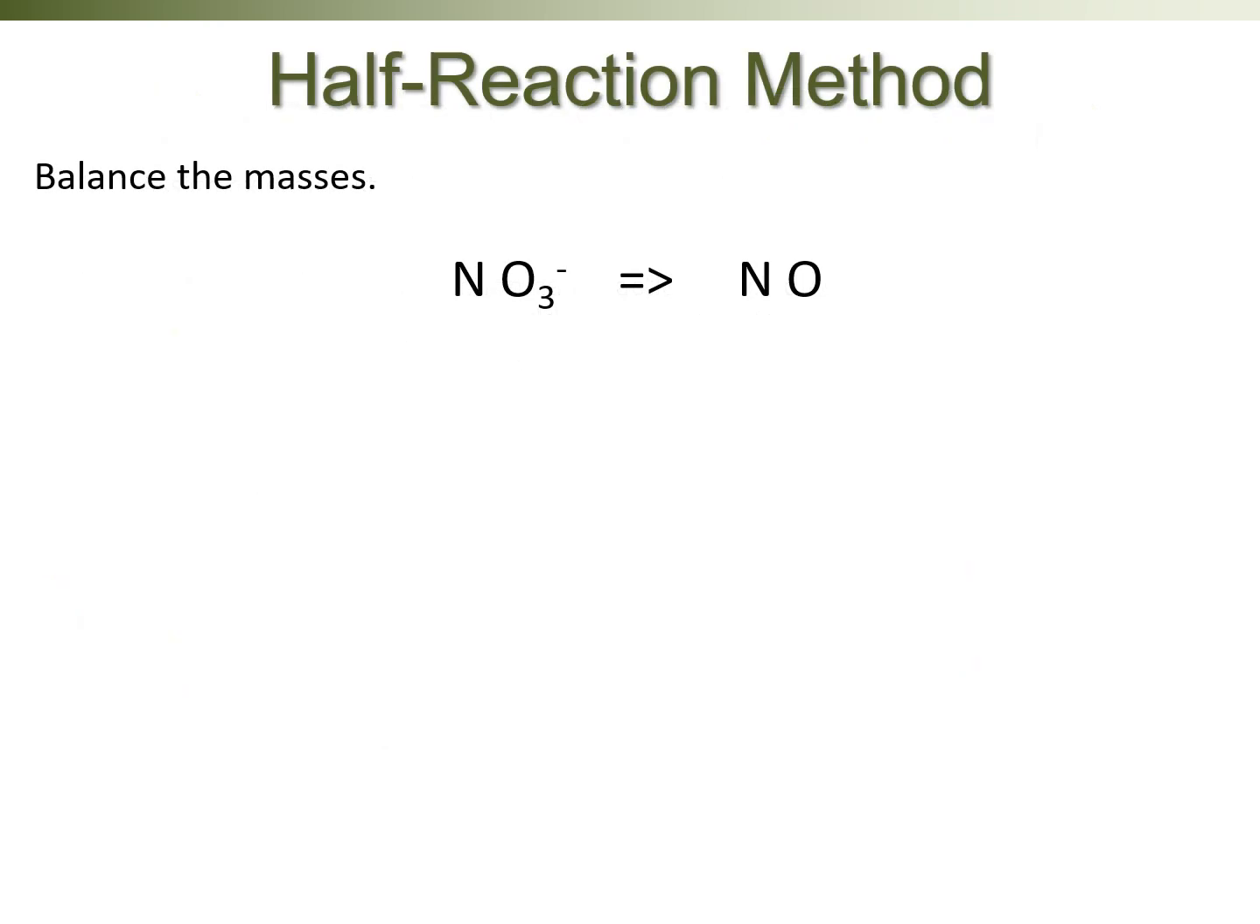All right, let's start with this one. So we're going to balance the masses. So we need to make sure that the same number of elements on the left side of the transformation also appear on the right side of the transformation arrow. So we know that we have 1 nitrogen, and we can see we have 3 oxygens. And on the right side we have 1 nitrogen and we have 1 oxygen. So we can see we have a problem. We don't have enough oxygens on the right side.